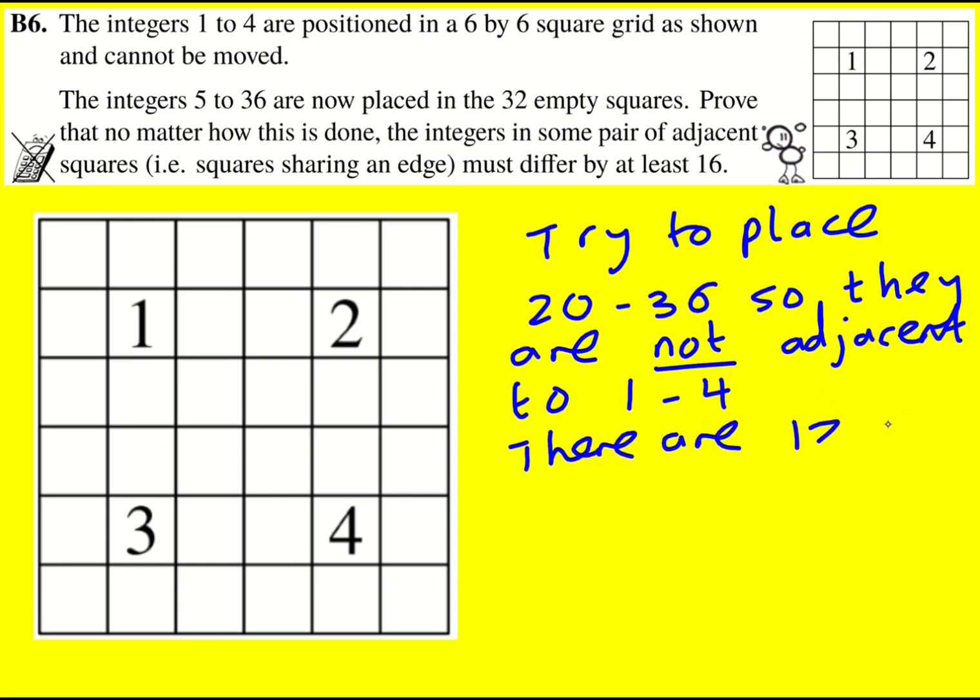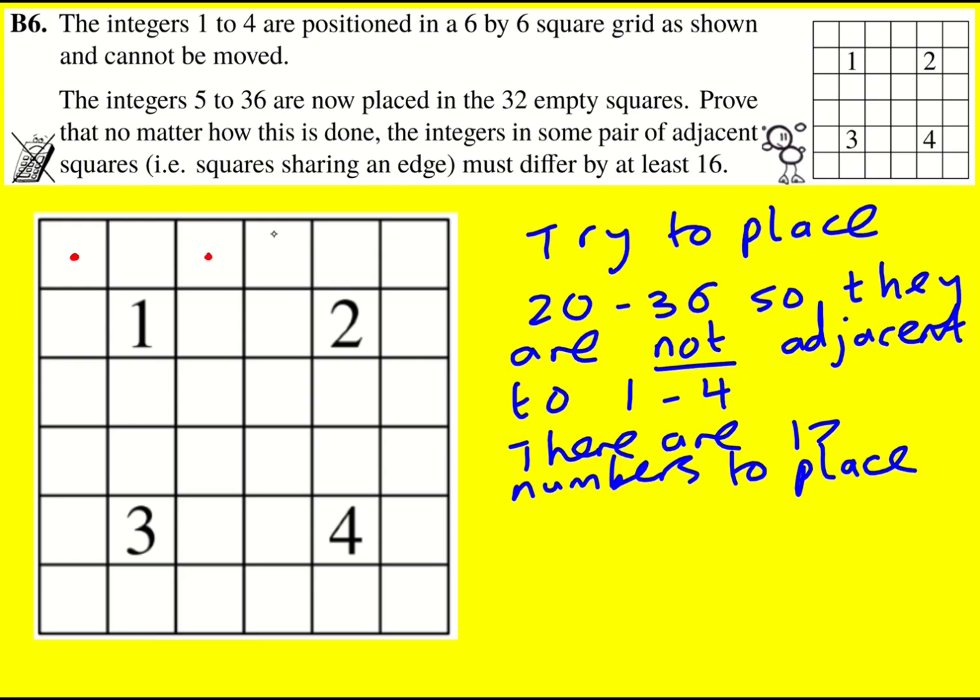There are 17 numbers to place. Because it's 36 minus 20 to give 16, but then you have to add 1 on. 21 to 36 is 16 numbers, 20 to 36 is 17 numbers. So how many places are there where we can fill them?